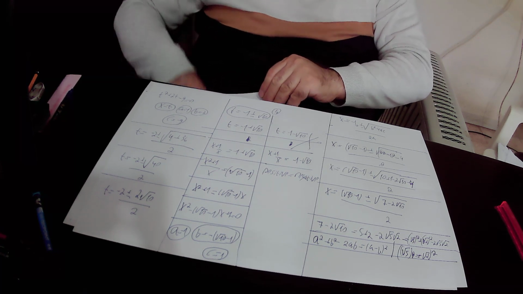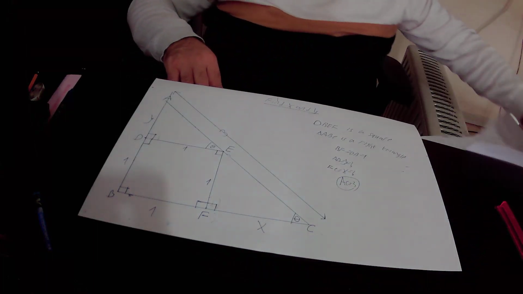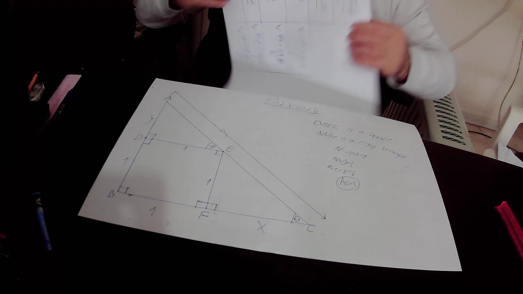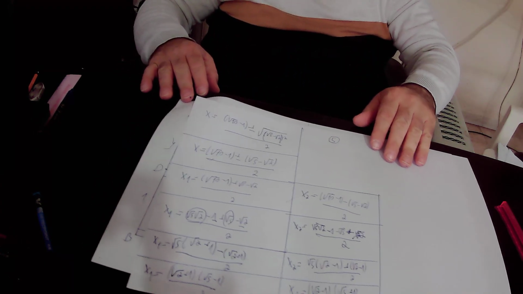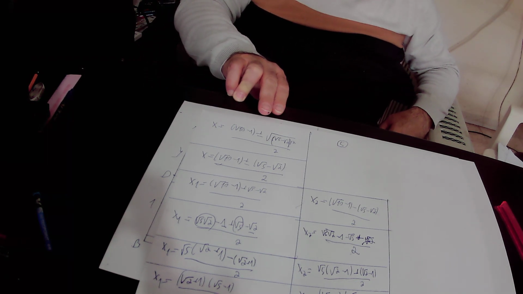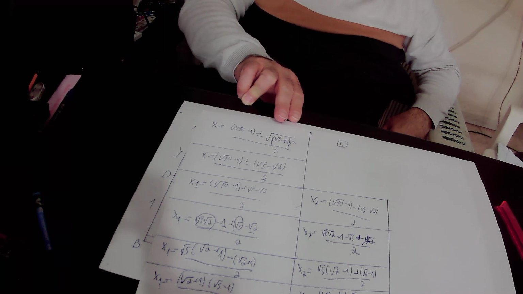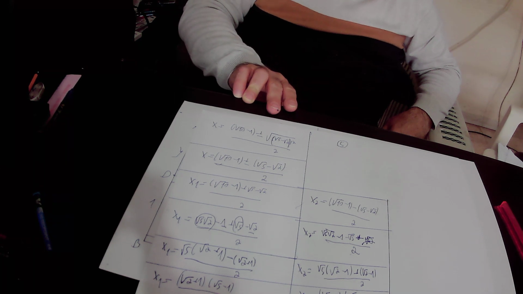Okay, and actually we got that x equals square root of 10 minus 1 plus minus... Again, we substituted 7 minus 2 times square root of 10 that was inside the root by square root of 5 minus square root of 2 squared, because they are equal to each other.